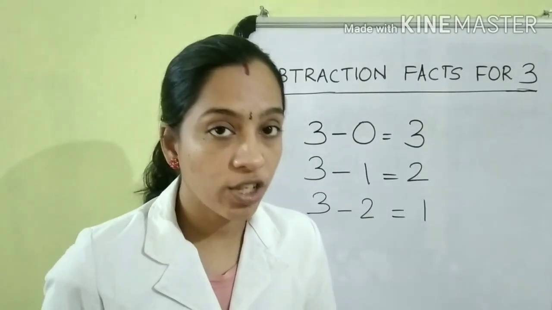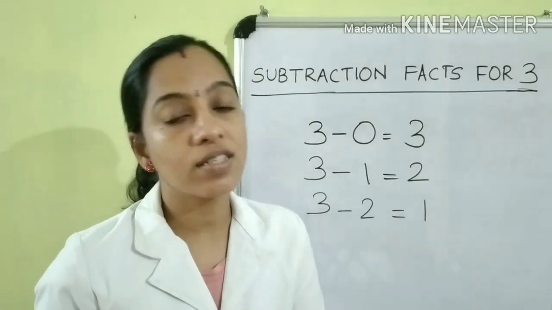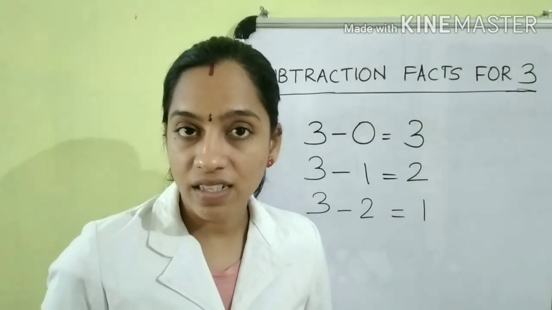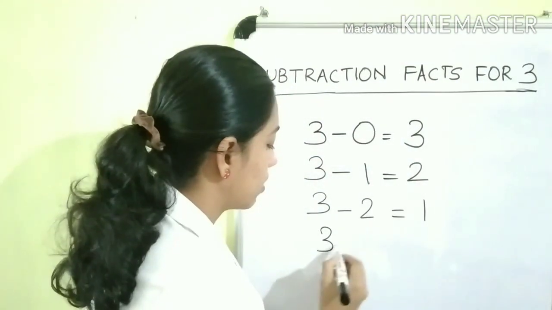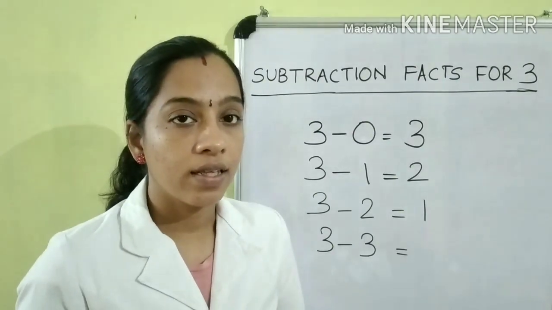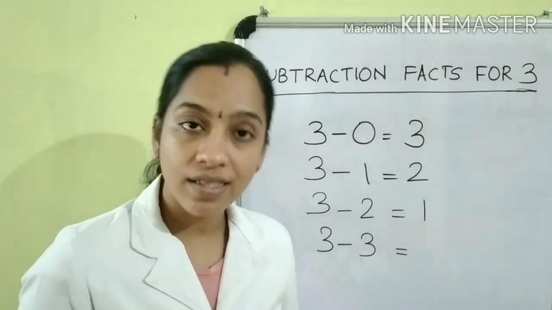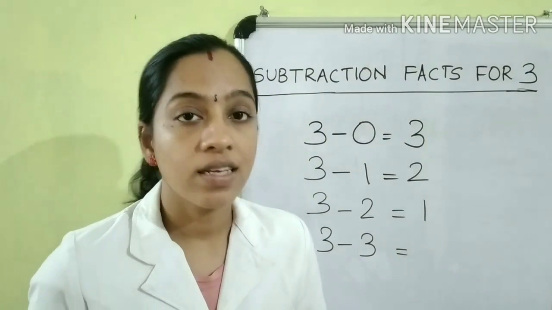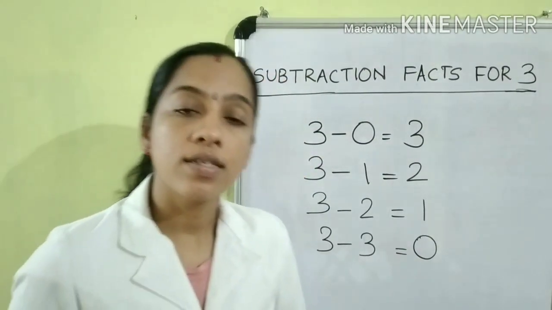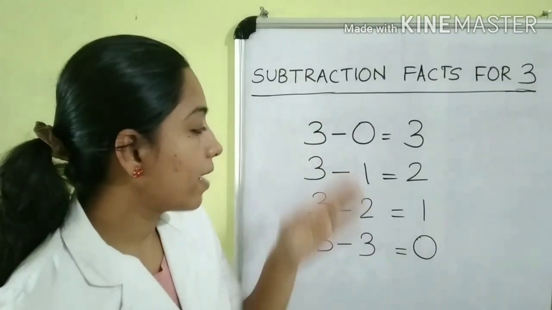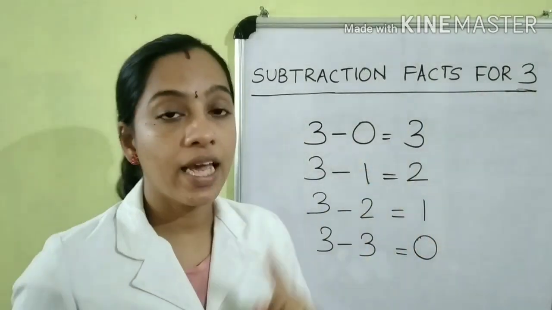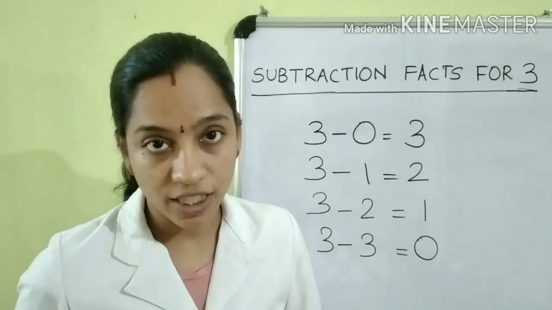Next, I am going to subtract 3 crayons from these 3 crayons. What will be the answer? That is 3 minus 3. If we subtract a number from itself, the answer is 0. That is 3 minus 3 is equal to 0. Now we get 4 subtraction facts. That is, the number 3 has 4 subtraction facts.